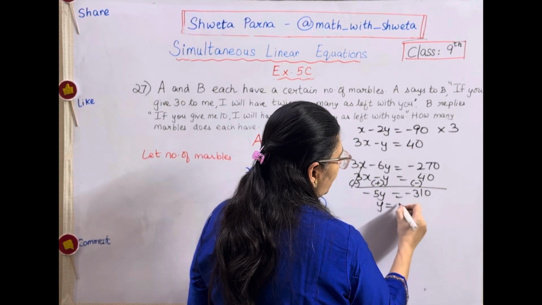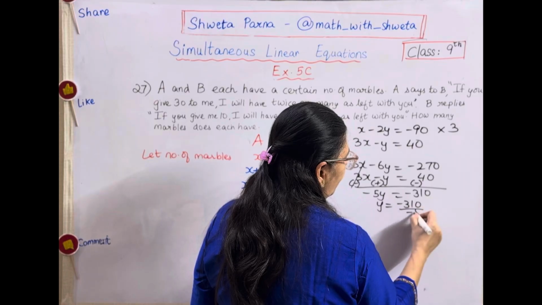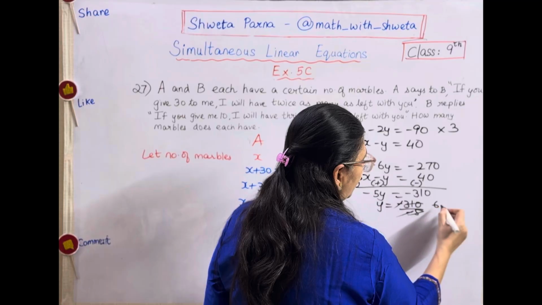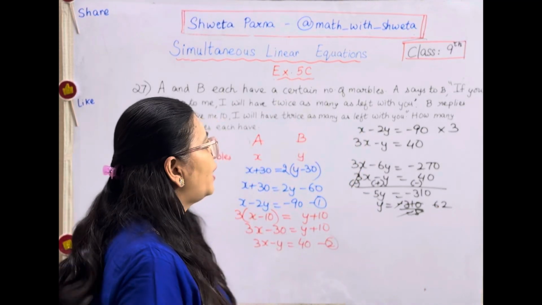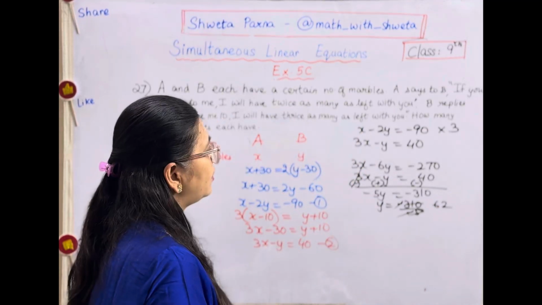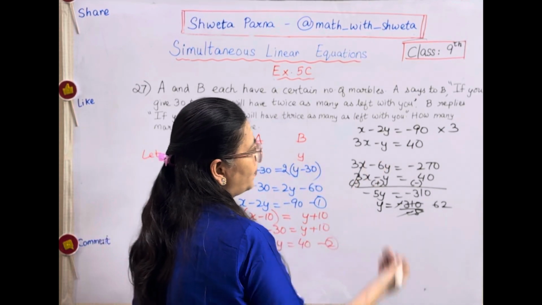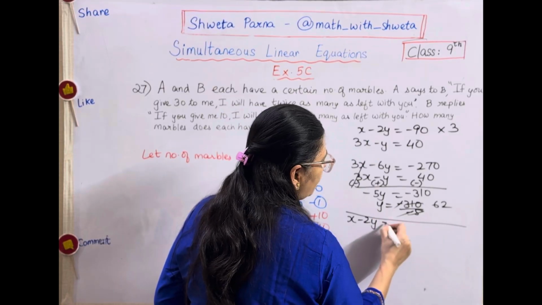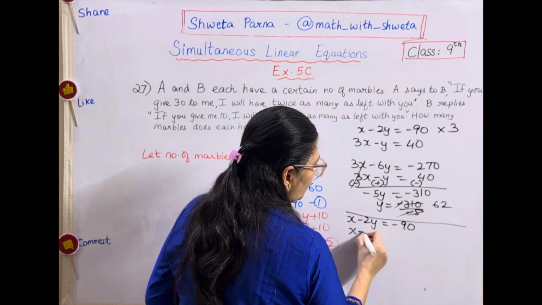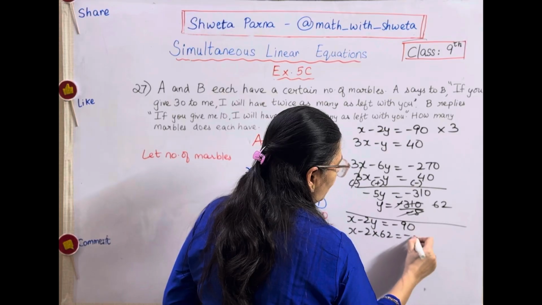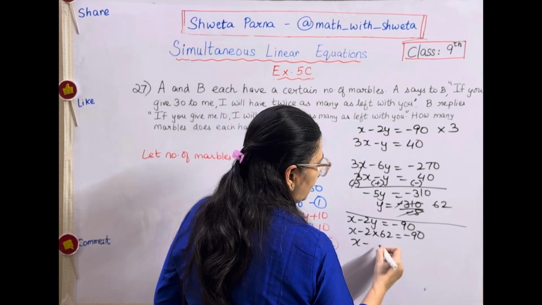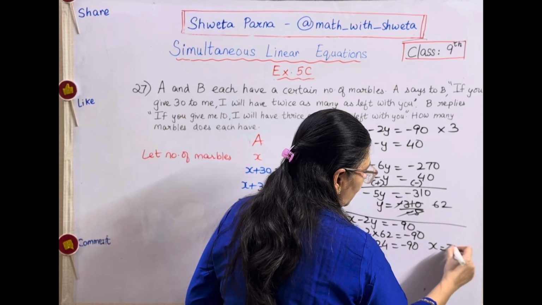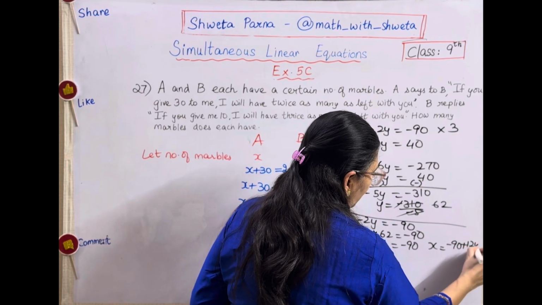So y is equal to minus 310 divided by minus 5. Minus minus gets cancelled. 5 6s are 30, 1 2. So the value of y is 62. Now find A's value, the x value. So substitute in any equation. Say I substitute in x minus 2y is equal to minus 90. x minus 2 into 62 is equal to minus 90. x minus 124 is equal to minus 90. So x is equal to minus 90 plus 124.